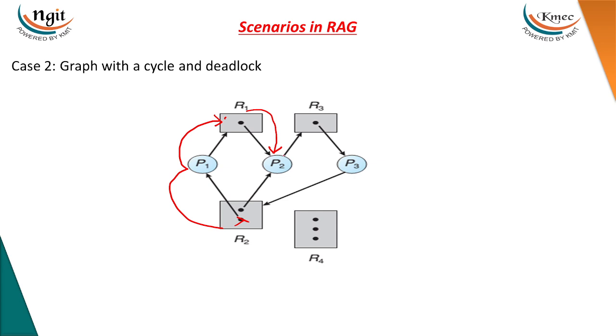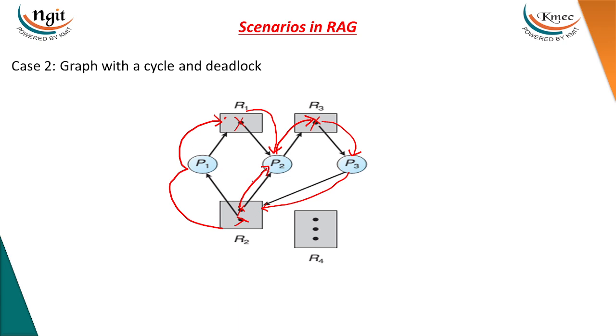P2 is holding R1 and requesting R3. But there is only one instance of R3, and this instance is also not free, it is held by P3. P3 is not executing anything, it is waiting for R2. But R2 has one more instance, and this instance is taken by P2. Now you look here, there is no resource that is free.